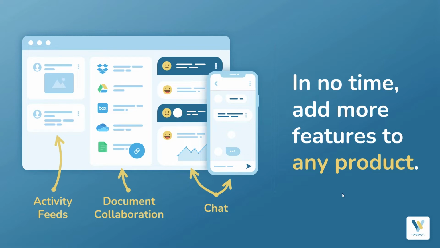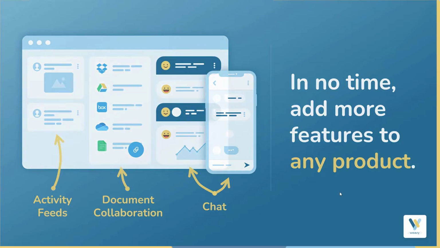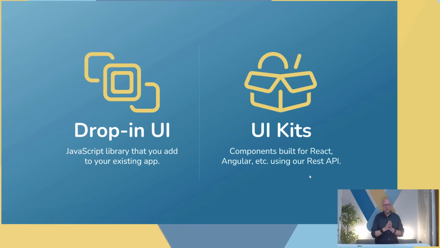And again, our focus is enabling you guys to add this in no time to any product, regardless of what it's built in and how it's built. That's what we're passionate about. And you can do this in two different ways. There is the drop-in UI, which is a JavaScript library, so you can add that basically to any app. And then we have the UI kits, where we build native components, for example in React, using our REST API. So you can add that to your project.